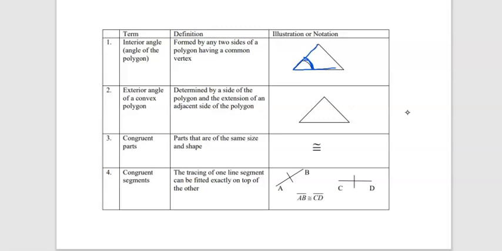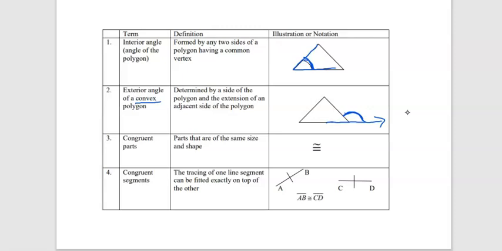In comparison to an exterior angle of a convex polygon. And it's important that you note that it's convex, it's not concave. So what this is, it's determined by any side of the polygon with the extension of an adjacent side of the polygon. And here's what that means. I can extend this side, and I create an angle here where one side is a side of the polygon and the other side is the extension of another side of the polygon, creating an angle that's on the exterior.